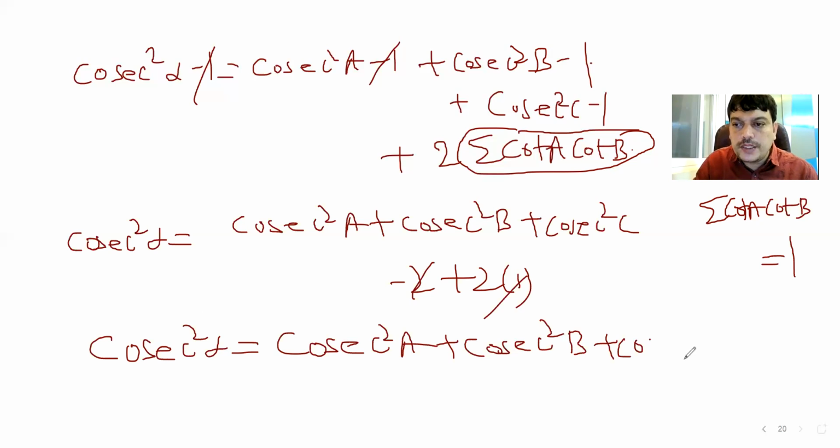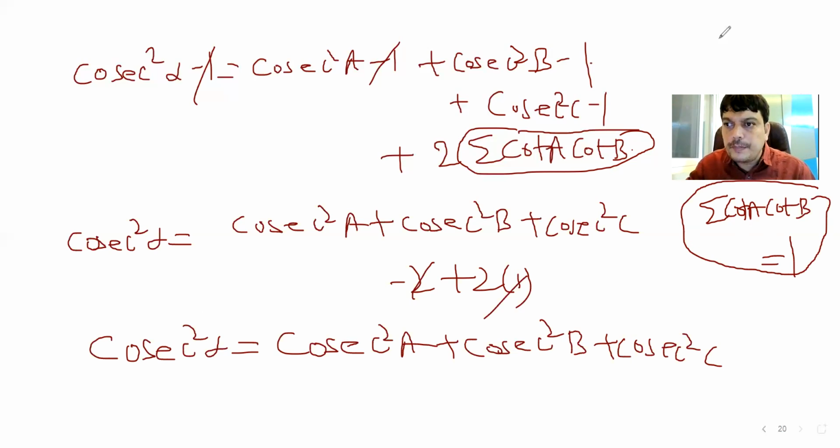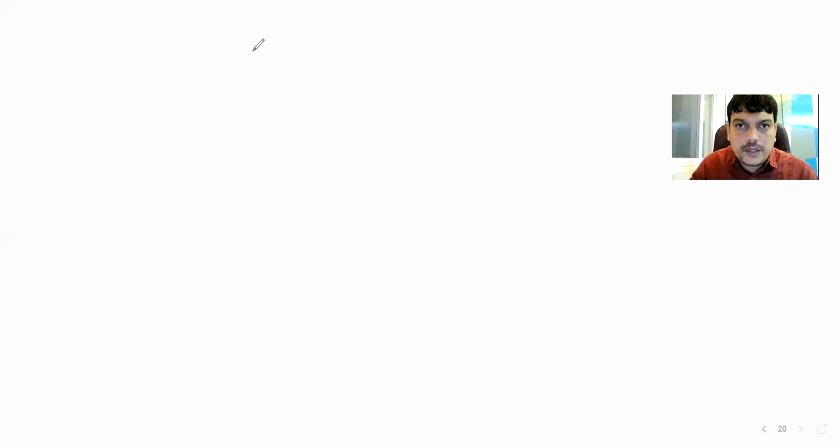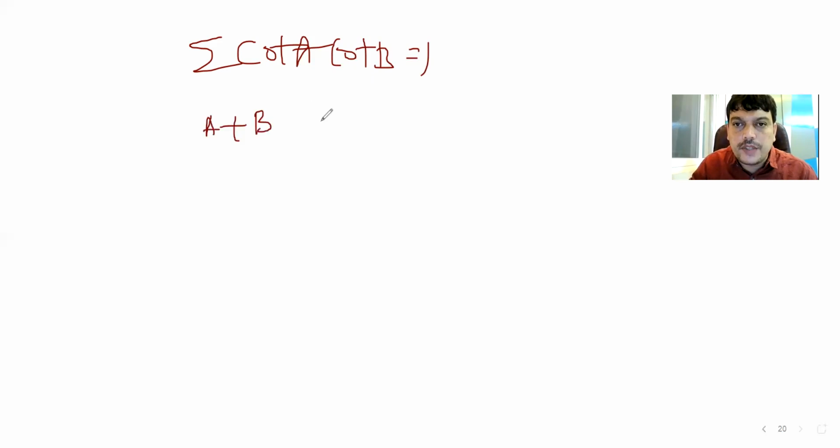But in order to prove this second result, I have used one standard result which was taught in compound angles. So I'll just give you the proof for this, and with this we can conclude our class. So how to prove sigma cot a cot b is 1, we'll see. In a triangle, you can write a plus b is 180 minus c, because the sum of 3 angles is 180.